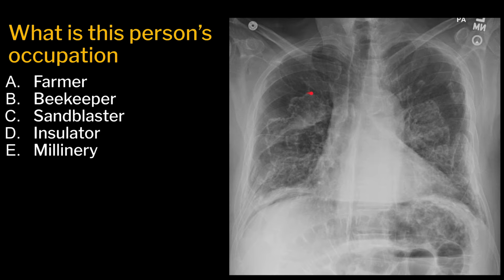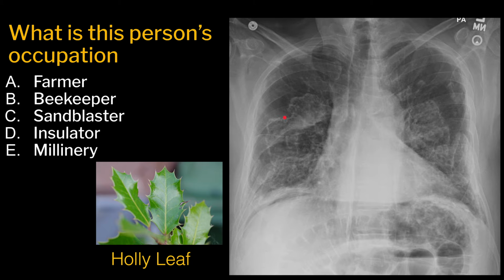Actually, they're not in the lungs, they're in the pleura. And this has what is sometimes referred to as a holly leaf pattern, because we have sort of a dip and then a straight area, and then a dip again, and then a straight area, sort of like a holly leaf. And so this person is exposed to asbestos.